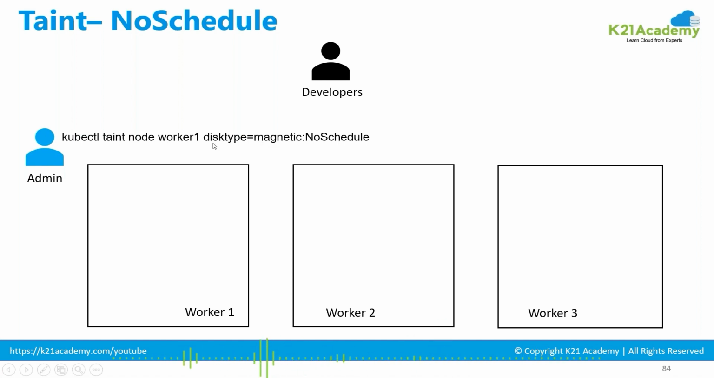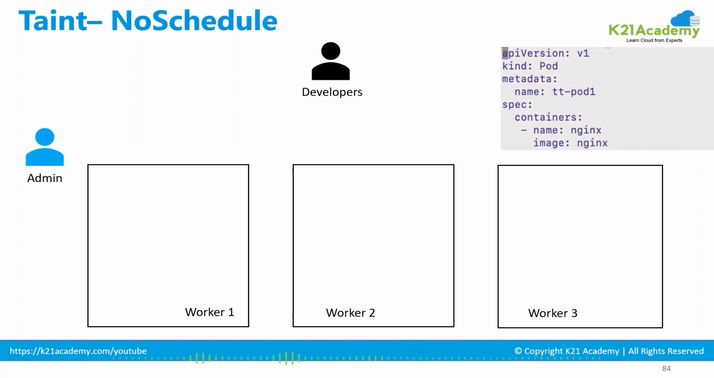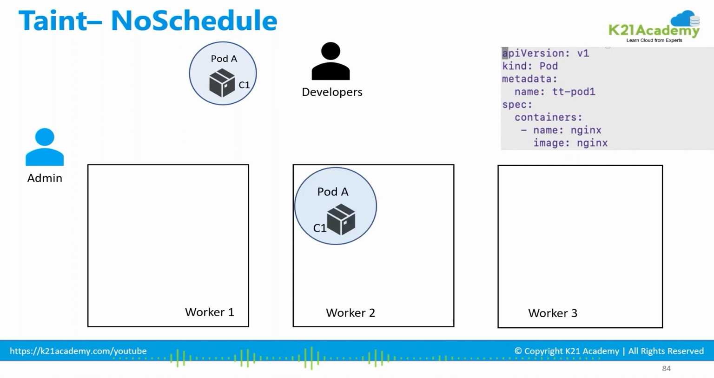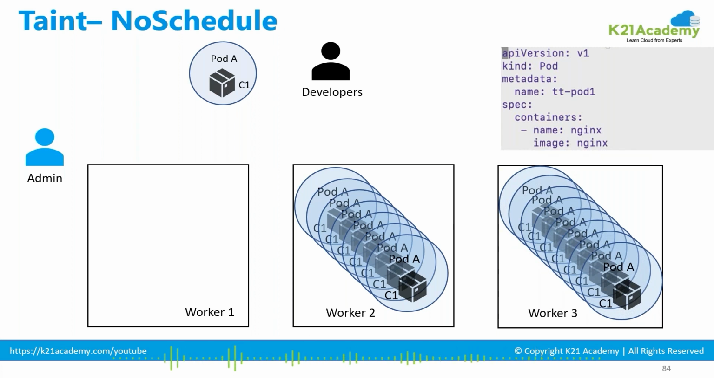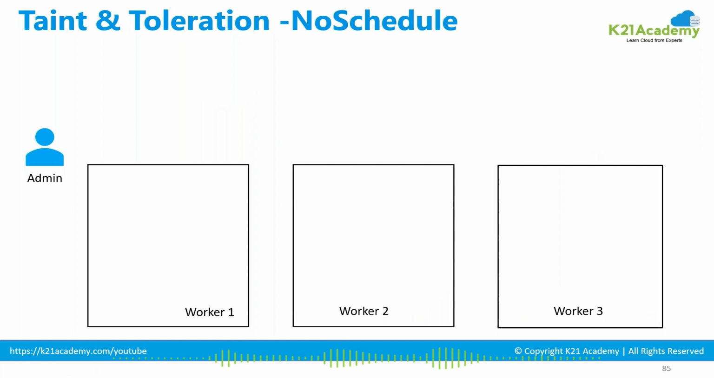So this is the label you can say that you are applying. This is the taint you are applying on the worker 1. Then what happens? If you deploy the pods with the container called nginx, the pod C1 gets created and it will get created on the worker 2. It will not get created on the worker 1 because it is tainted, right? You can create the set of pods on the worker 2 and worker 3, but not on the worker 1. Once NoSchedule is deployed, no pod will get deployed on the worker 1. That is NoSchedule. Taint and toleration, NoSchedule.